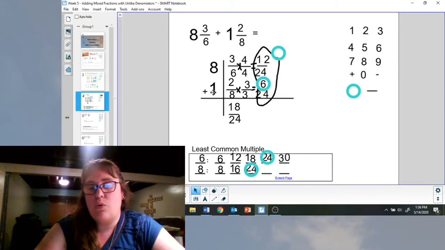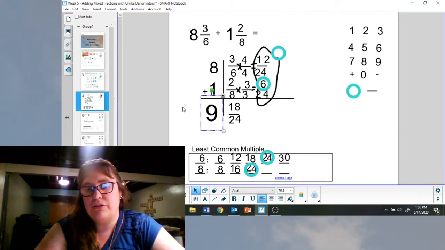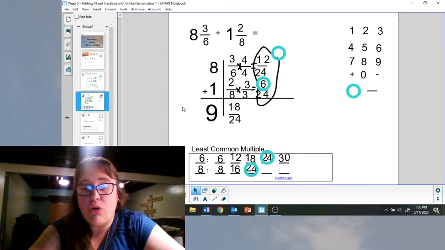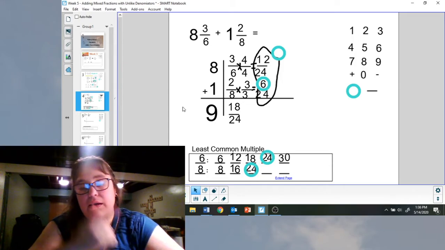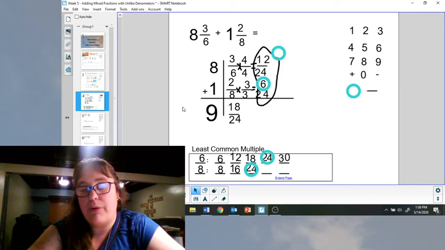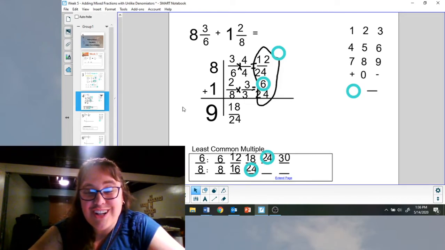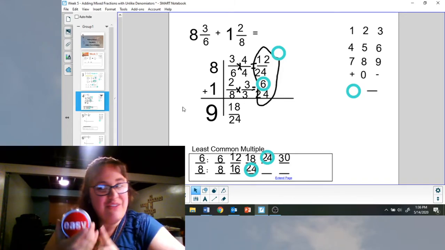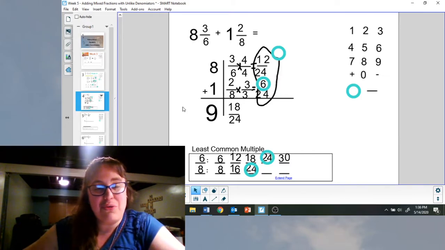8 plus 1 more is 9. And I just need to make this not look like a fraction number, so I'm going to enlarge it a little bit. Okay? So you've got 9 wholes and 18 over 24. Ask yourself about the fraction. Is that a proper or improper? And it is proper. It's less than 1 whole. And so you're all done with that. I don't think we can hit this yet, but let's do another one together.